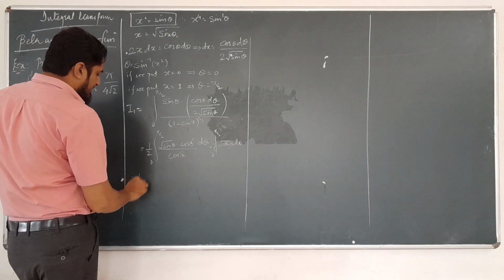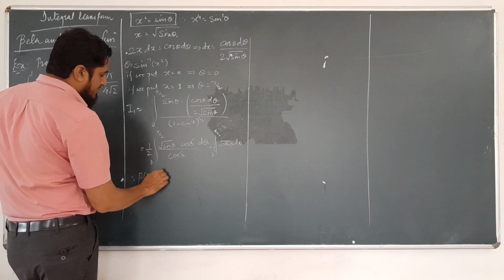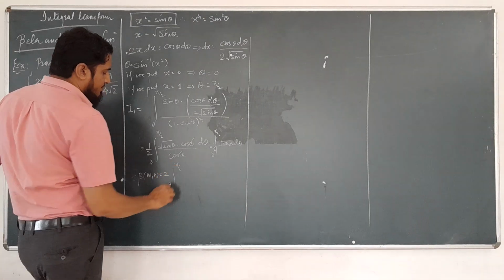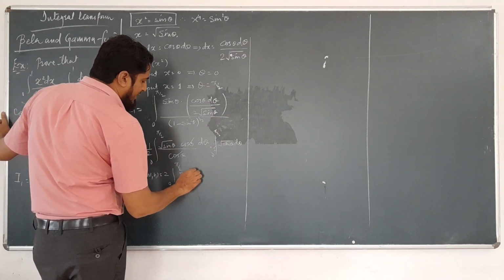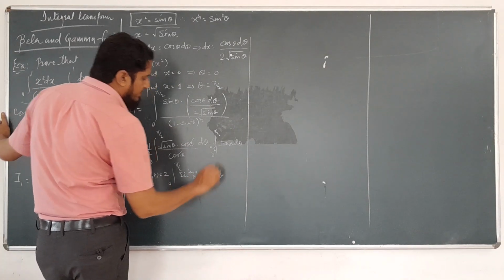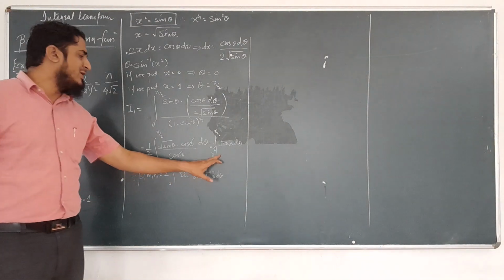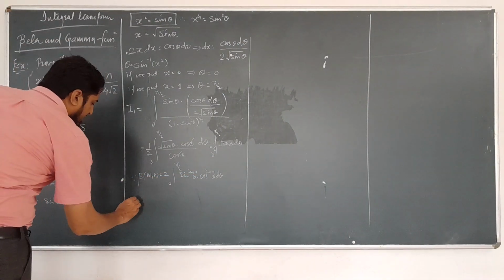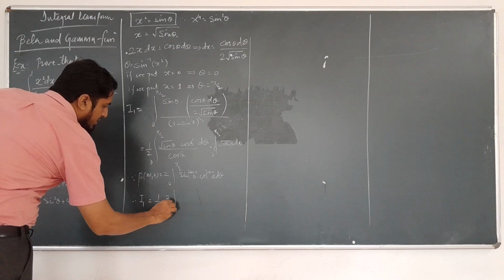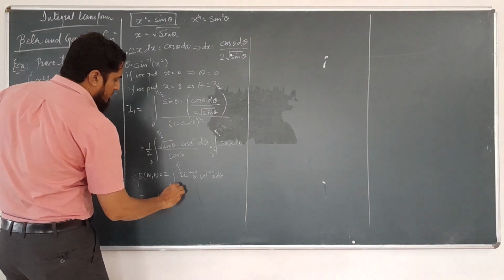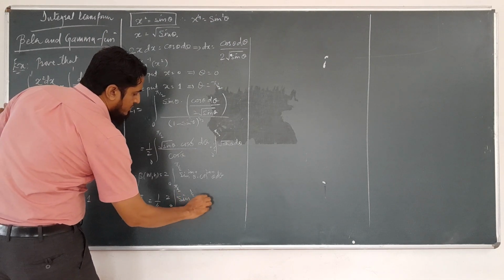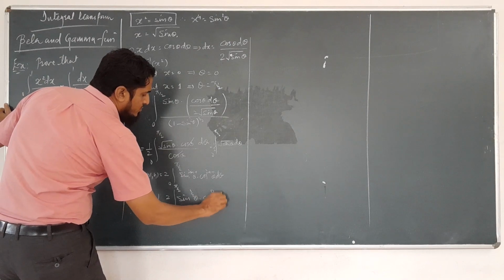Now since we know that beta of mn is equal to 2 integration from 0 to pi by 2 sin raised to 2m minus 1 theta into cos raised to 2n minus 1 theta d theta, we can simplify this equation. Therefore I1 will be 1 upon 4 into 2 integration 0 to pi by 2 sine half theta cos 0 theta d theta.